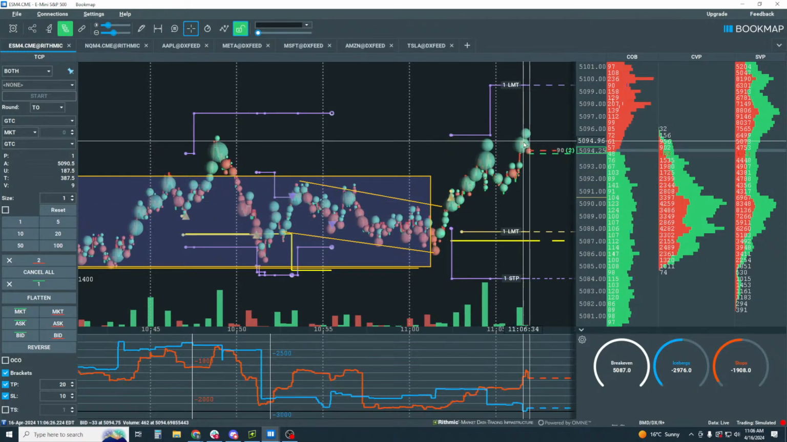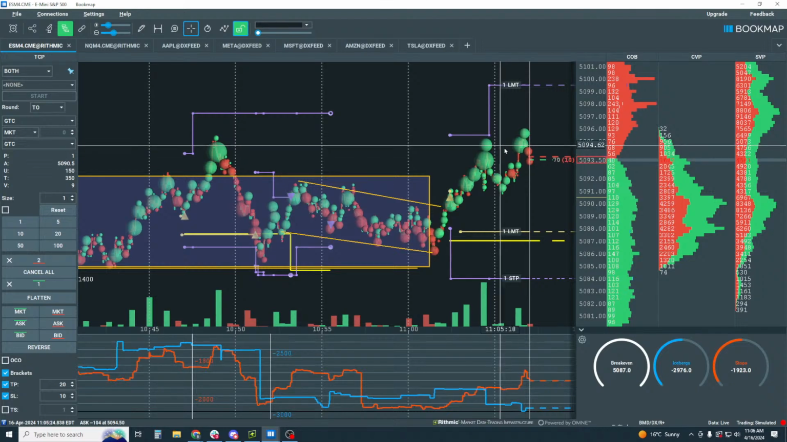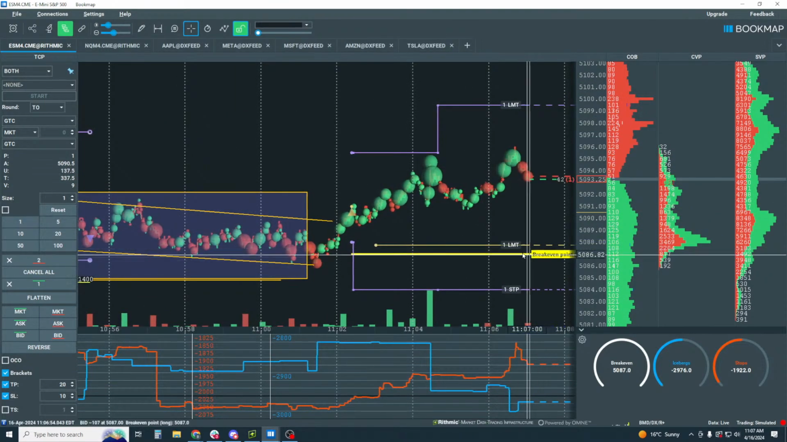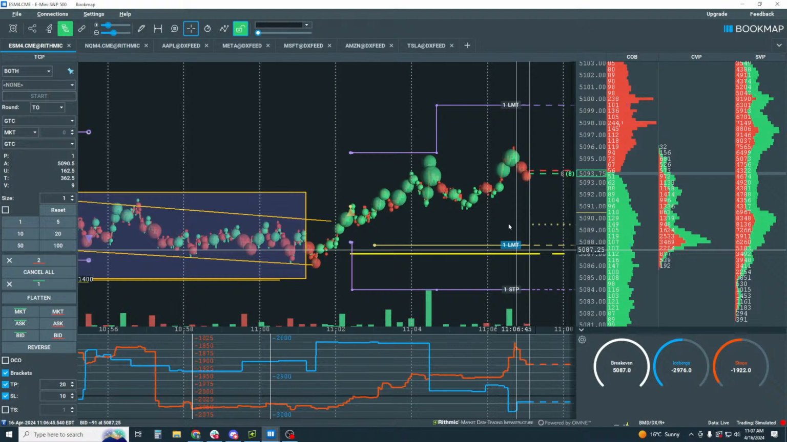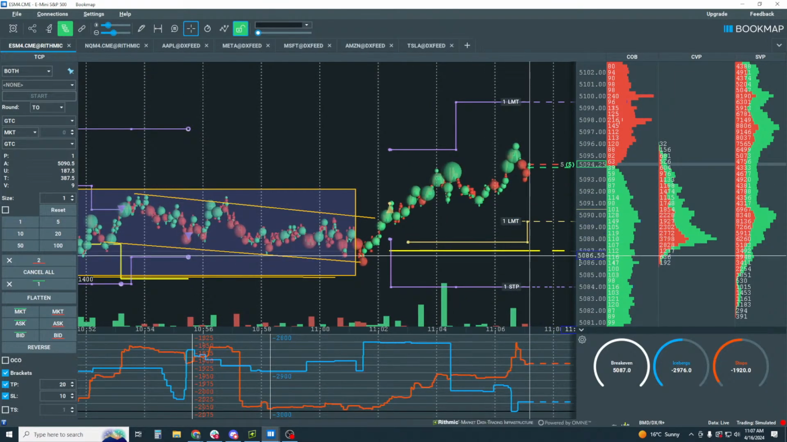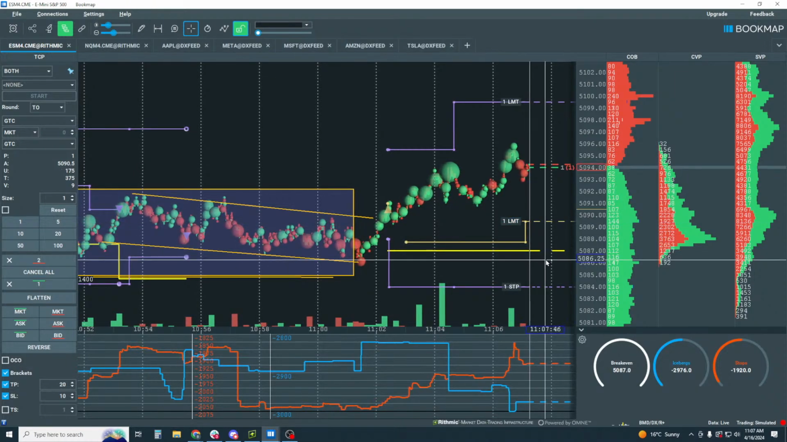All right, so now we've come back up here and retested this swing, and we did break it. Okay, I'm going to move my stop up a little bit here, just below the swing here. I want to give it a little bit of room. It would be a small loss if it gets hit.